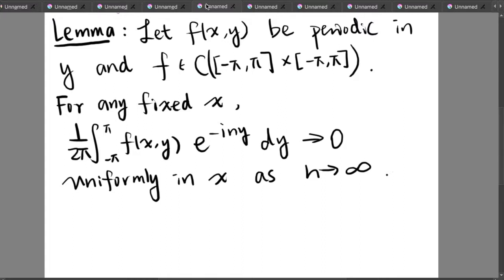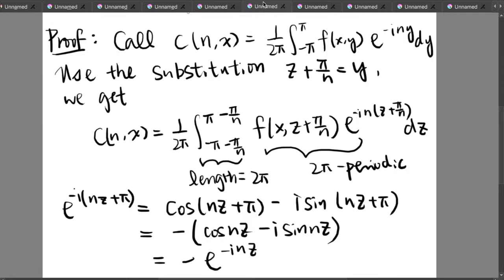This lemma states that if f(x,y) is a periodic function in y and f is a continuous function on the square centered at the origin with side length 2 pi, then for any fixed x, 1 over 2 pi times the integral from negative pi to pi of f(x,y) e to the iny dy will tend to 0 uniformly in x as n tends to infinity. So to prove this, let's call Cn(x) equal to the expression in the previous page.